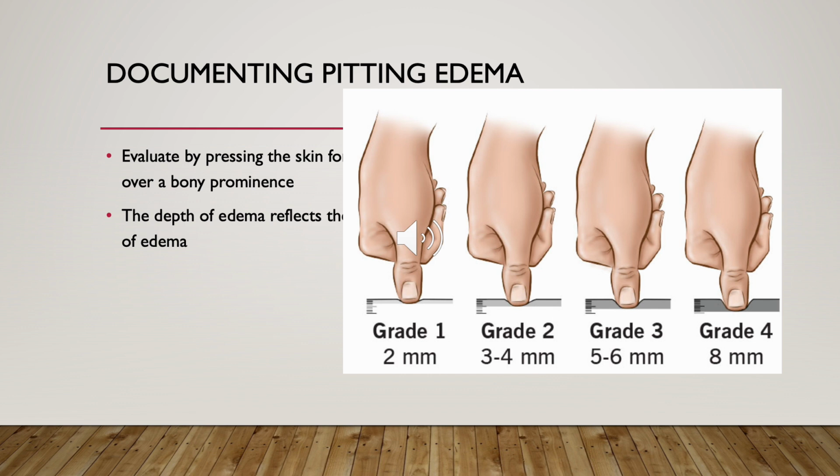For example, grade 1 times 2 equals a 2 millimeter indentation. Grade 2 times 2 equals a 4 millimeter indentation. Grade 3 times 2 equals 6 millimeters of indentation. Grade 4 times 2 equals 8 millimeters of indentation. So that's a little trick that can help you.